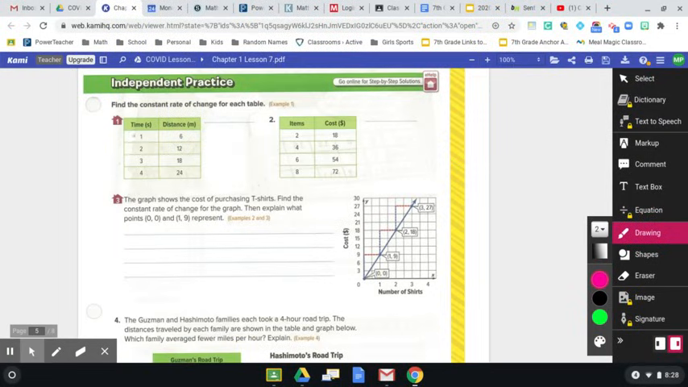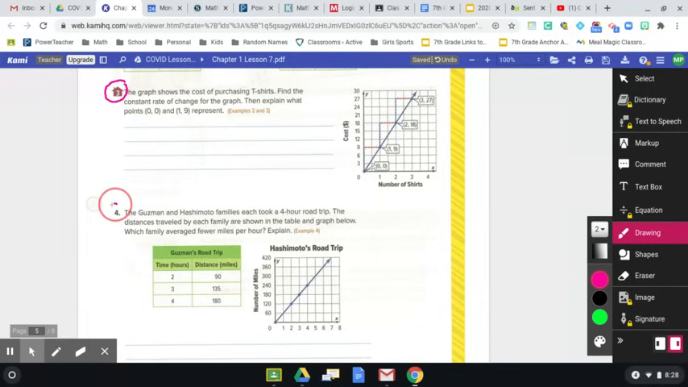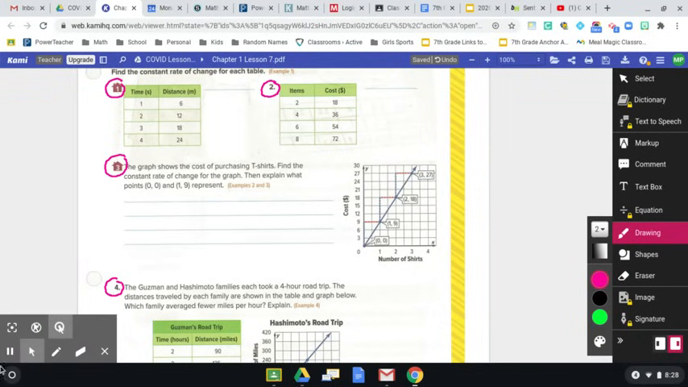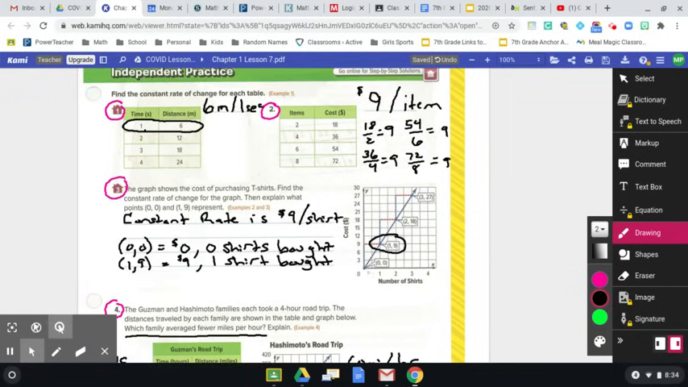So I want you to find on independent practice, page 69, I want you to do number 1. I want you to do number 2. I want you to do number 3. And I want you to do number 4. So 1 through 4, they're exactly very similar to the examples I just did with you. Pause, work those out, and then check your answers. Okay, here are your answers to check.